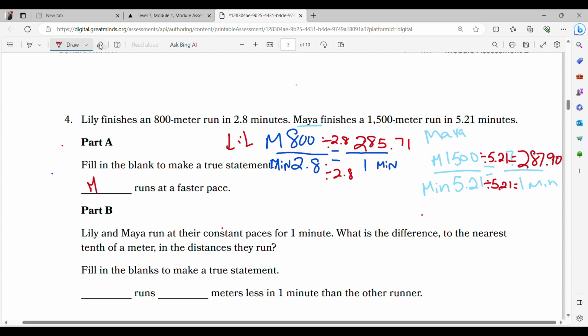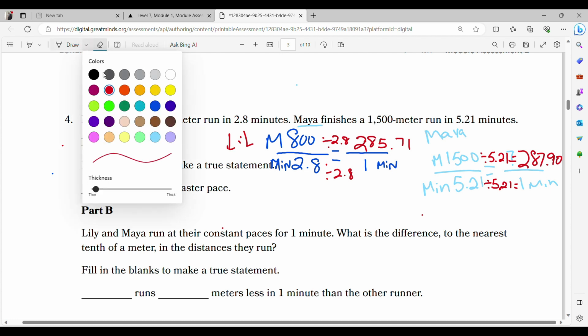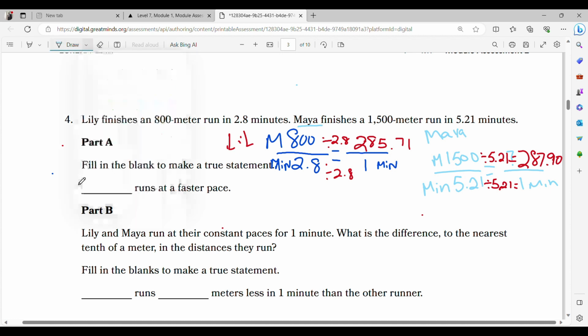Oops, that ain't even Maya's color. Get that out of here. Maya don't like it. She wants her color. It must be too early in the morning.